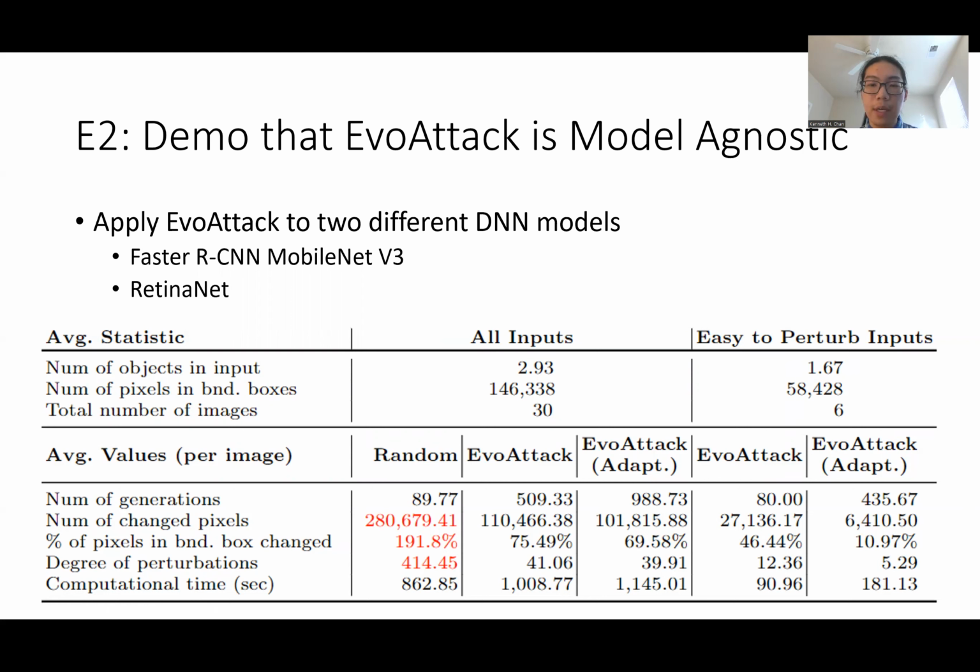Out of the 30 images, these are the same images that we used for the RetinaNet. Only 6 of those images were easily perturbed by the adaptive mutation scheme. Specifically, now we have an average of 10% of the pixels changed, compared to about 50% of the pixels changed in the bounded boxes.